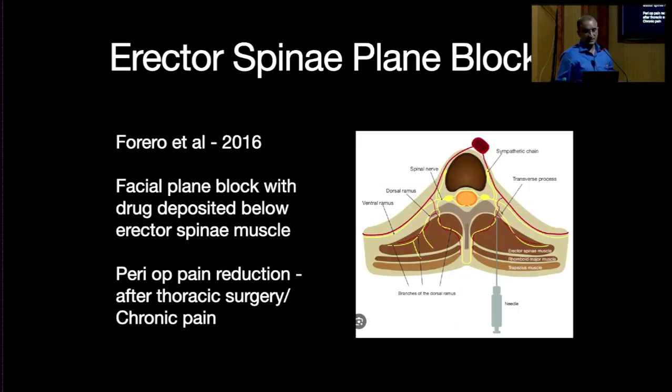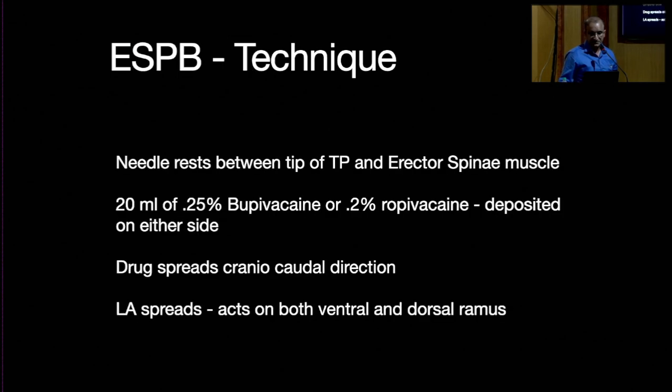So let's look at the erector spinae plane block. It is the new child around the corner. It was just started in 2016. It's a fascial plane block, and the drug is deposited below the erector spinae muscles. I personally use it for perioperative pain reduction for my lumbar surgeries, as well as when I'm doing thoracic surgery. However, it was introduced for thoracic surgery and for chronic pain.